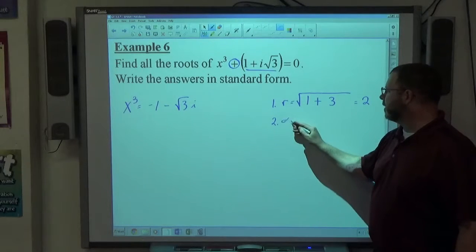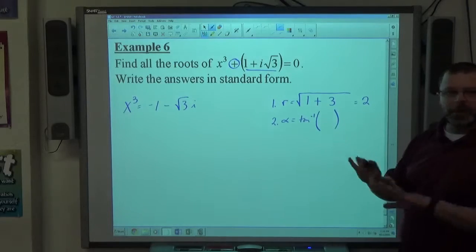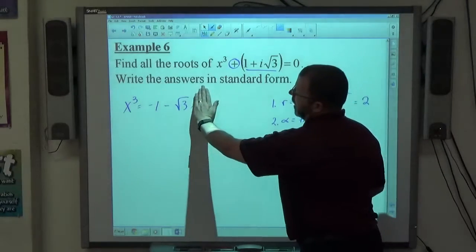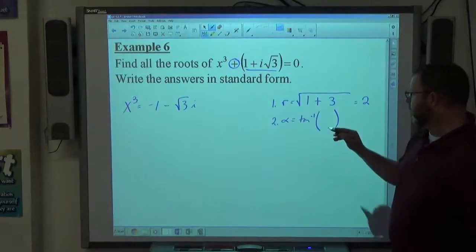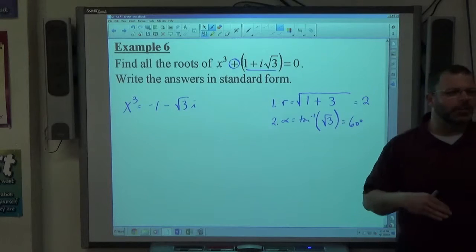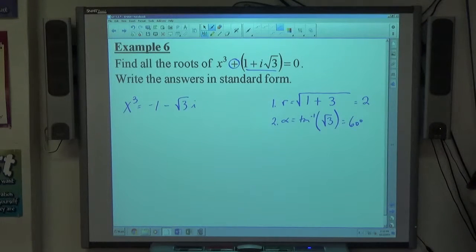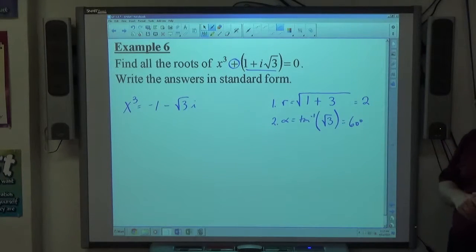Step 2, alpha equals the inverse tangent. This is absolute value, so again, ignore all minuses. Also ignore the i. We take the imaginary coefficient divided by the real number, so it's the square root of 3 over 1. Hopefully we've been seeing these enough that we're starting to know that. Inverse tangent of square root of 3 is 60. Inverse tangent of 1 over the square root of 3 is 30. Inverse tangent of 1 is 45. They've been pretty consistent about picking numbers that are pretty friendly inverse tangents. If this was inverse tangent of 17, give me some decimal approximation, that's fine.